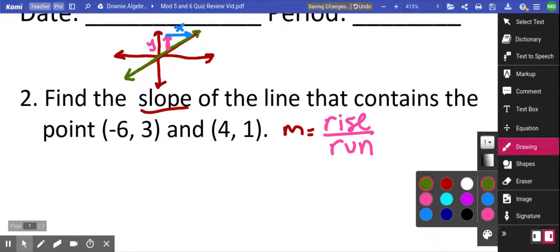So I rise along my y-axis, and I run along my x-axis. I rise along my y-axis, and I run along my x-axis.